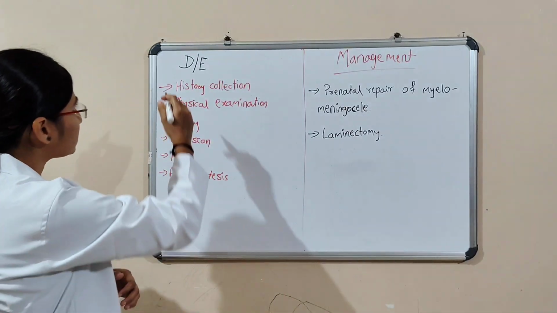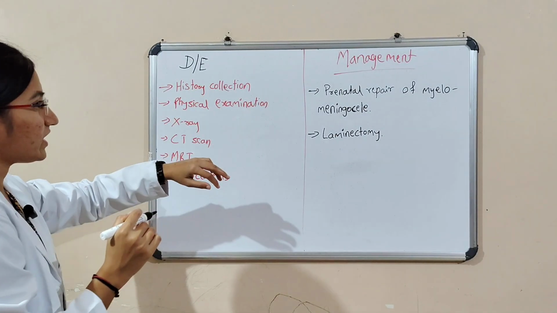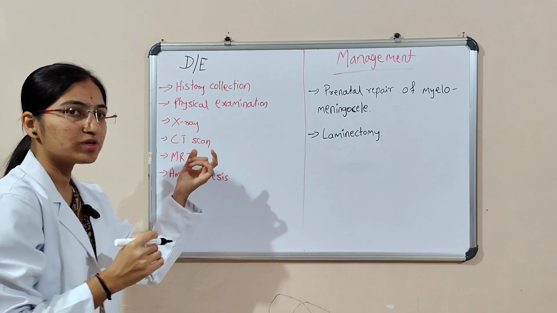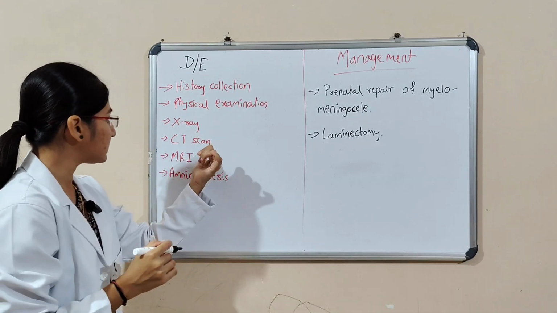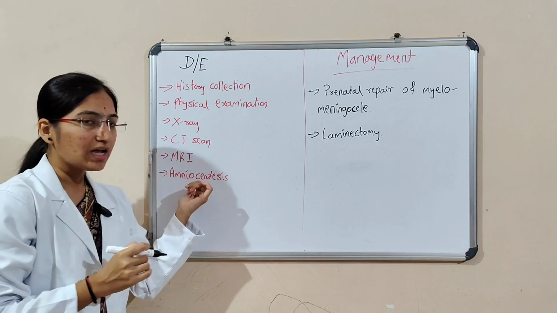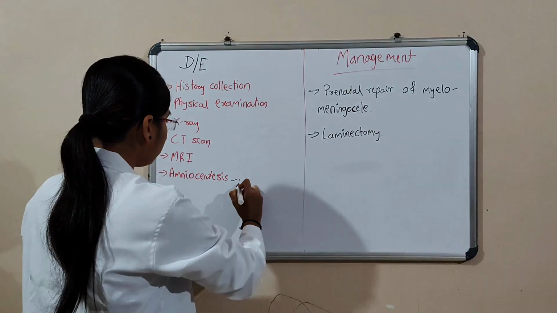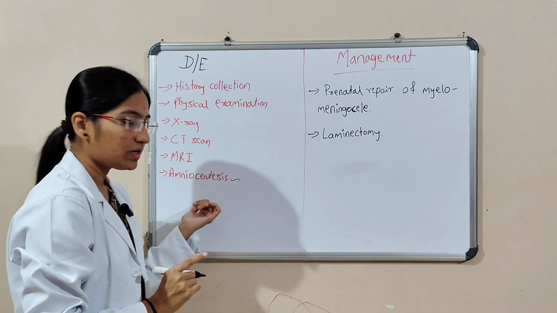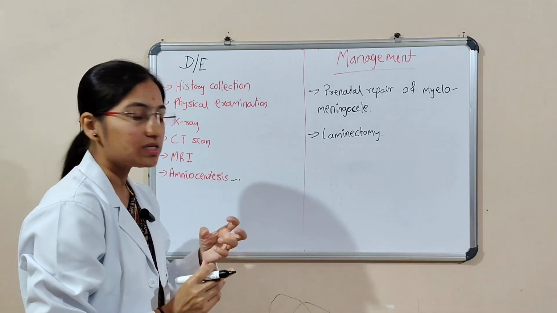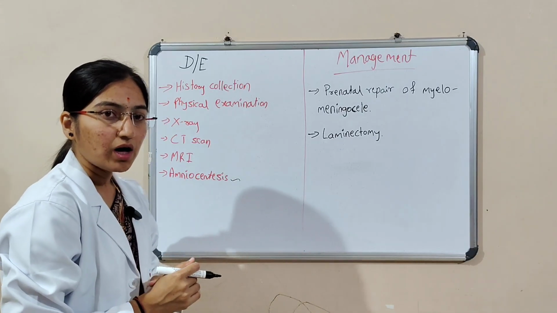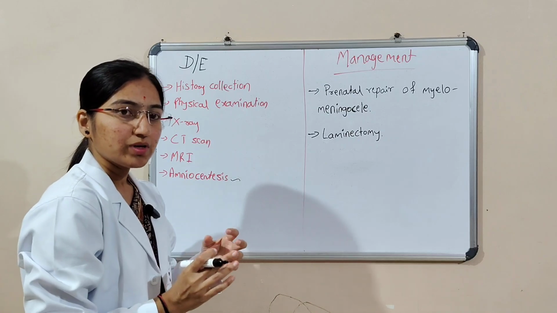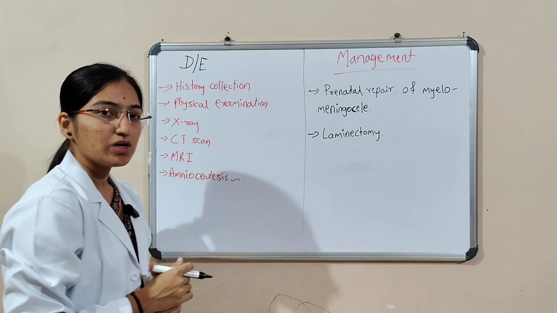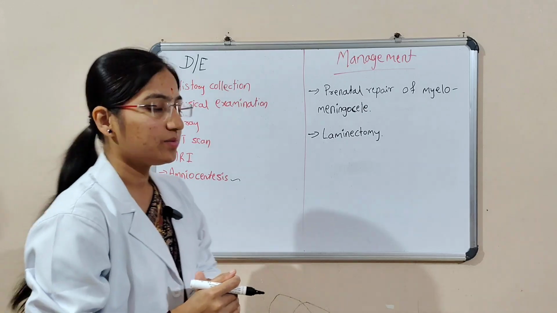Next we will see the diagnostic evaluations for Spina bifida. History collection and physical examination, this one is a must, and then X-ray, CT scan, MRI, and then amniocentesis. What do you mean by amniocentesis? It's one of the prenatal tests. They collect the amniotic fluid around the fetus in the uterus. That is amniocentesis. Next, we'll see the management.